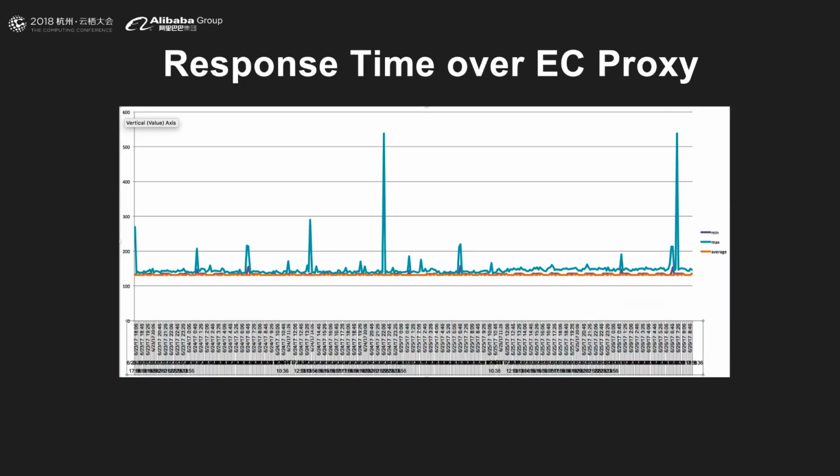Compared with this chart, that shows the response time over the Express Connect proxy. So the maximum response time represented in the blue line is stable, and the average response time in orange is about 100 milliseconds. So compared with the internet connection, the acceleration solution can provide a more stable network connection with a lower latency.